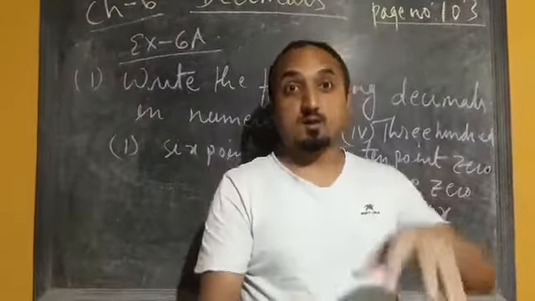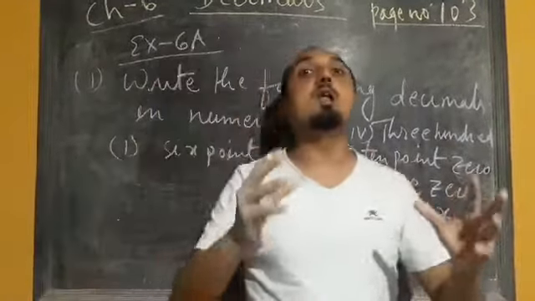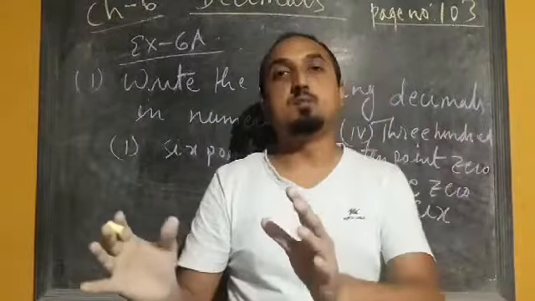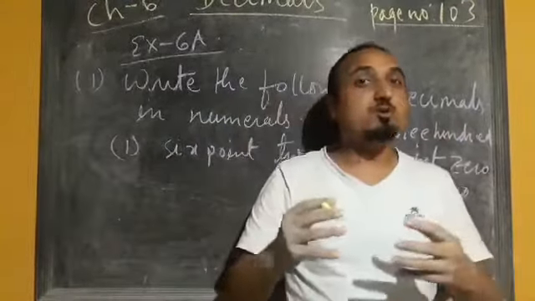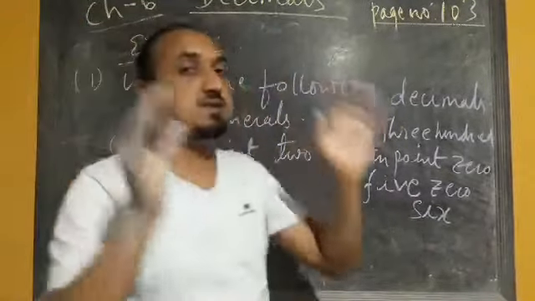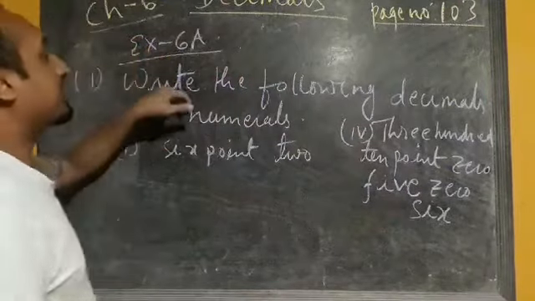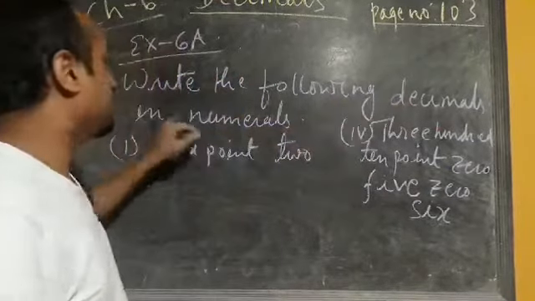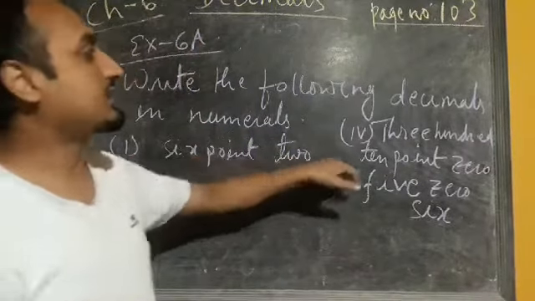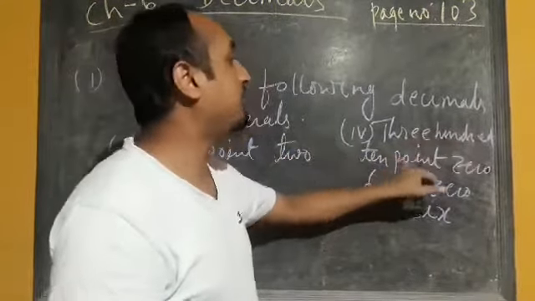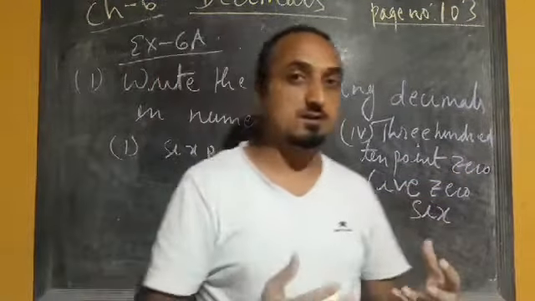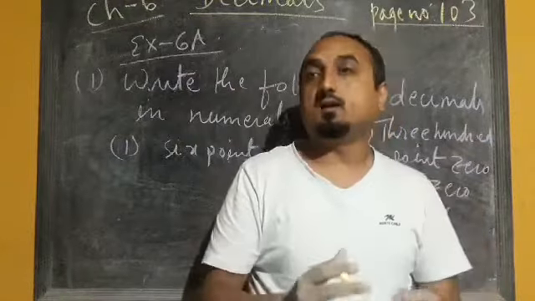Whatever we have done before this was the introduction and the basic concepts related to decimals. Now we are going to the exercises. The first exercise is 6A. In exercise 6A, question number 1 says write the following decimals in numerals. The first question is 6.2 and the second one is 310.0506. Now we have to write these as numbers.